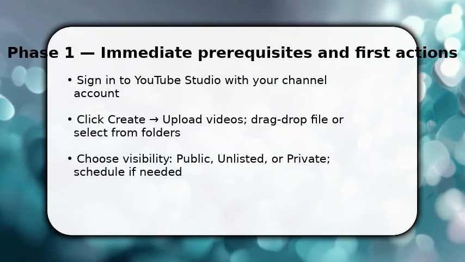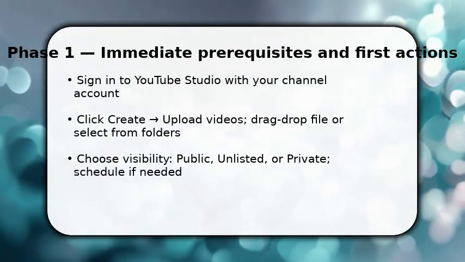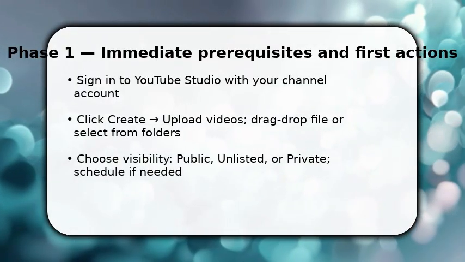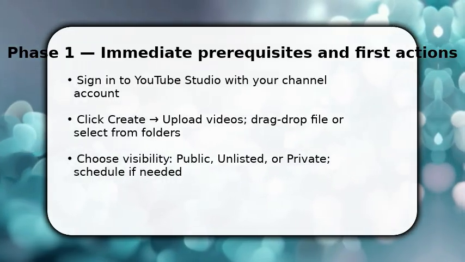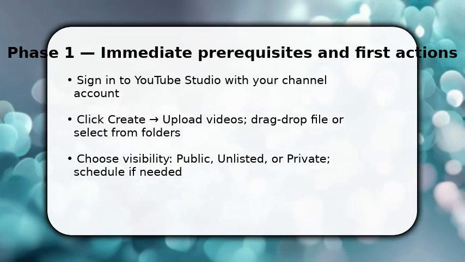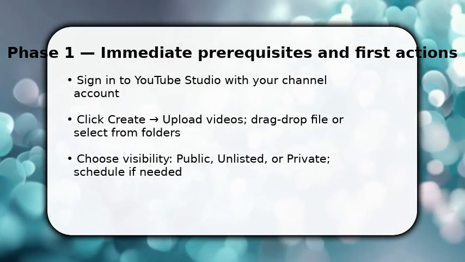You start by uploading the finished video file, not fiddling with settings first. You sign into YouTube Studio, click Create, then upload videos and drag your file in. While it uploads, add a clear title and a concise description so viewers know what to expect.